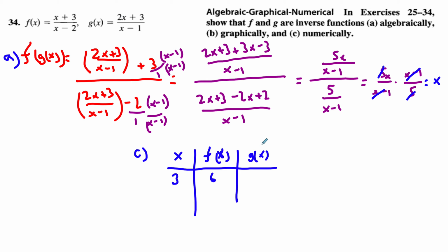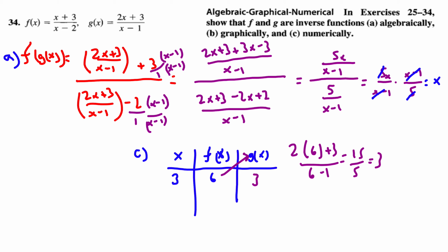So when I put 6 into g of x, 6 goes into g of x, right? This is kind of an important step. 6 now becomes my input, right? I'm going to get 2 times 6 plus 3 over 6 minus 1, which is 12 plus 3 is 15. 6 minus 1 is 5. 15 over 5 is 3.